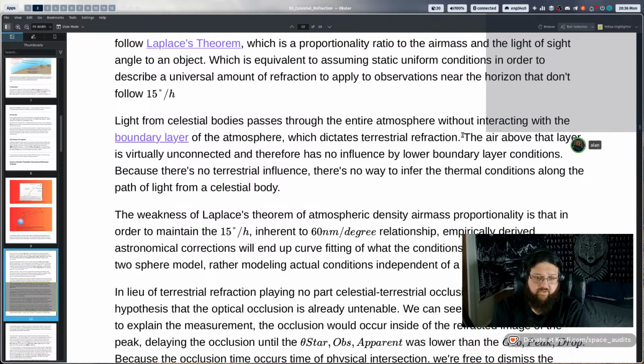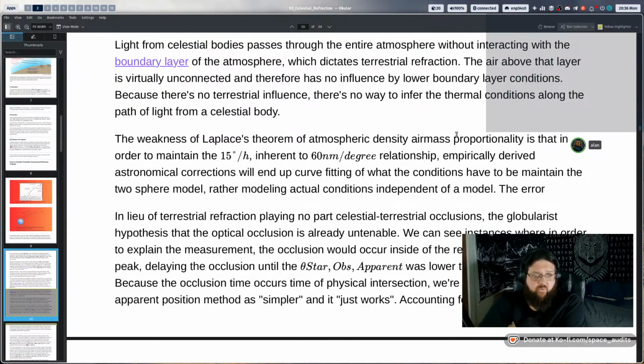Because there is no terrestrial influence, there is no way to infer the thermal conditions along the path of light to the celestial body, or from a celestial body. And that's a quote from Andrew Young. The weakness of Laplace's theorem of atmospheric density, that part was the quote, and the rest of it was kind of paraphrased.